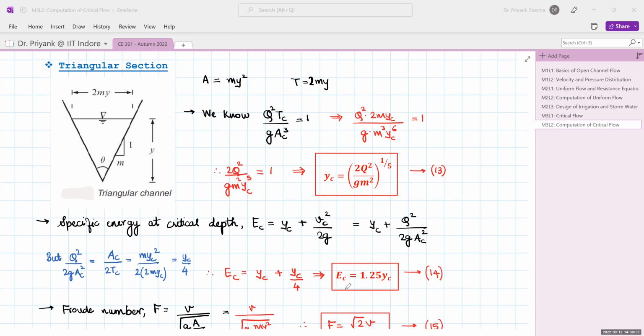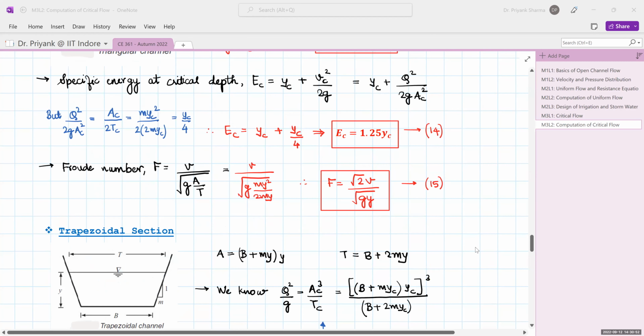So the specific energy is equal to 1.25 times yc. What was in a rectangular channel, it was 1.5 times yc. So if the channel critical depth is same, the specific energy here will be lesser than what is obtained in case of a rectangular section. And similarly, the Froude number can also be calculated, and that comes out to be V upon under root (g y / 2). So that is the Froude number in case of a triangular channel.